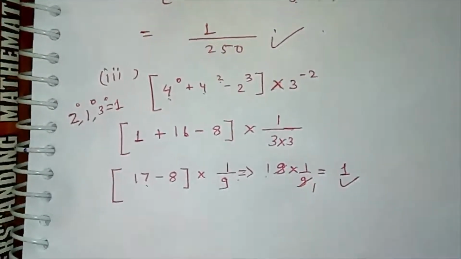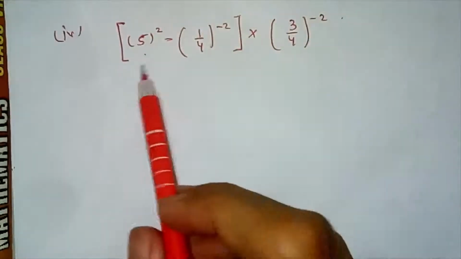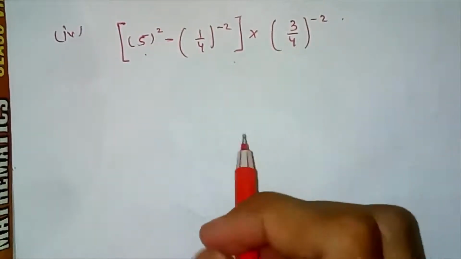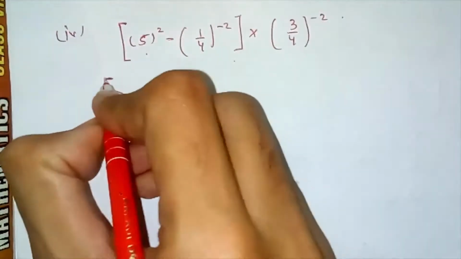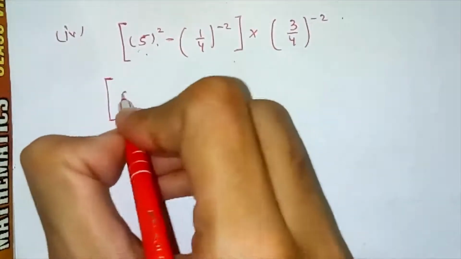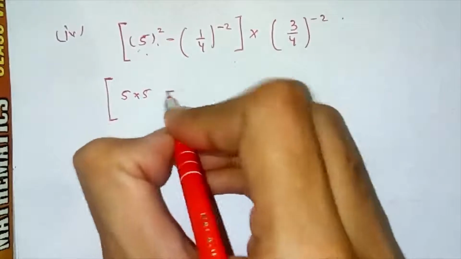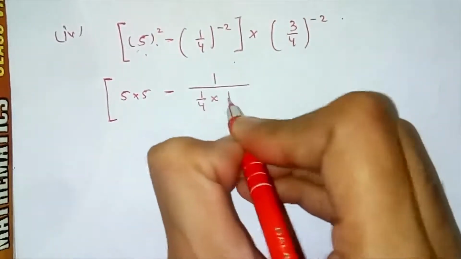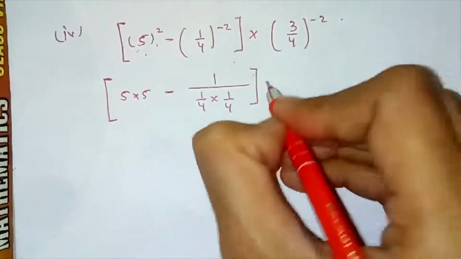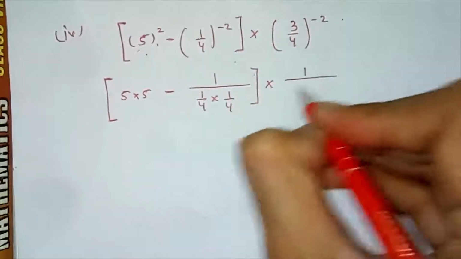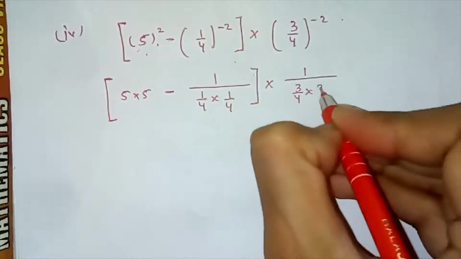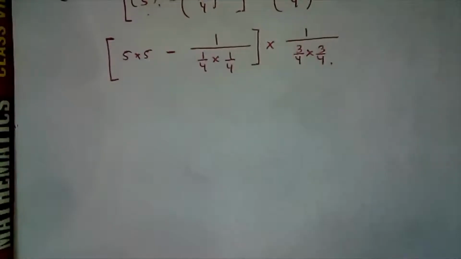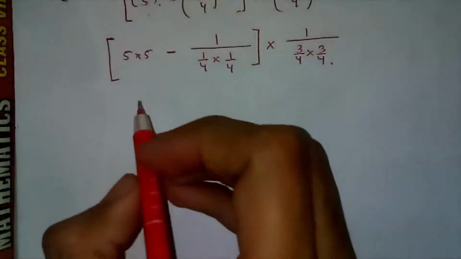Okay, so the next part is 5 to the power 2 minus 1 upon 4 to the power minus 2, into 3 by 4 to the power minus 2. So 5 to the power 2 means 5 into 5, minus 1 upon 4 into 1 upon 4, closing it, and 1 upon 3 upon 4 into 3 upon 4. I am just opening the powers, not the brackets.